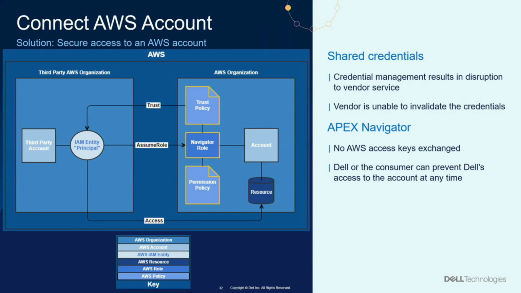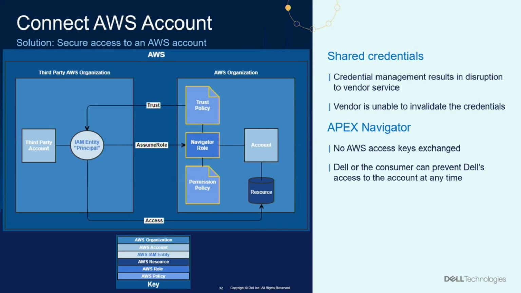On the right, you'll see the consumer's AWS account, and what's needed is to create an AWS role. With that AWS role is a trust policy, and what the trust policy does is it explicitly says who can access or who can assume this role, and that's an AWS IAM entity, or in the trust policy referred to as a principal. This trust policy is automatically generated, unique to the consumer and the account by APEX Navigator, and we'll give the policy to the customer to install with their role.